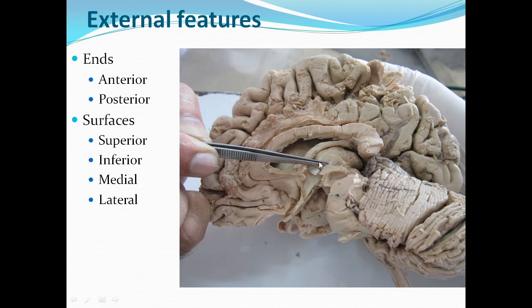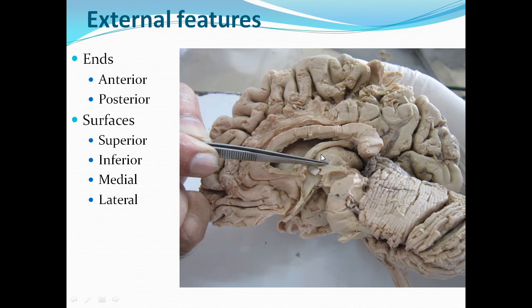The anterior end will form the posterior boundary of the interventricular foramen. Here you can see the interventricular foramen between the lateral ventricle and the third ventricle. So the anterior end forms the posterior boundary of the interventricular foramen, and the broad posterior end is known as the pulvinar, which overhangs the medial and lateral geniculate bodies.